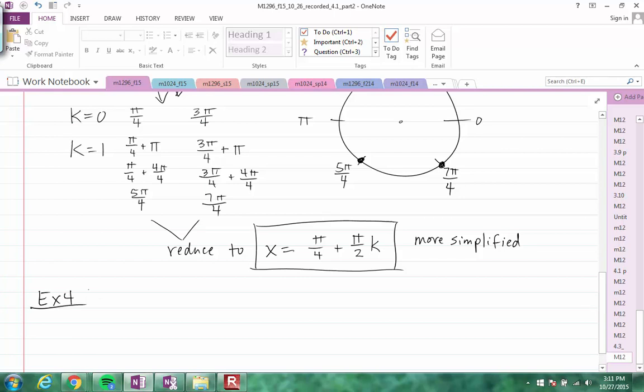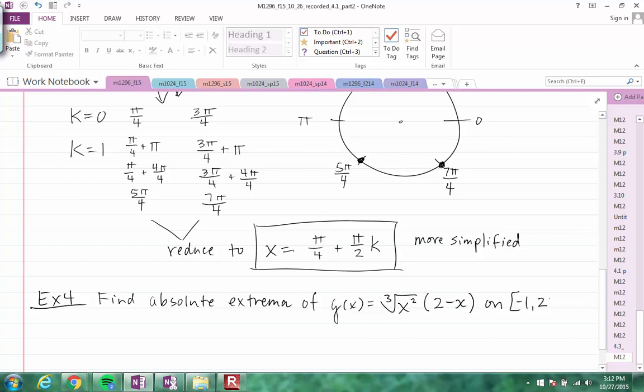This is example 4. Find the absolute extrema of g of x is equal to the third root of x squared times the quantity 2 minus x on interval -1 to 2.